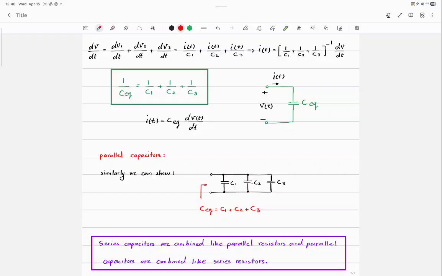Just for clarity, is this the same formula as for equivalent resistors? It's the same concept, for both inductors and capacitors, and resistors. They all use the 1 over 1 form. Yeah, exactly.